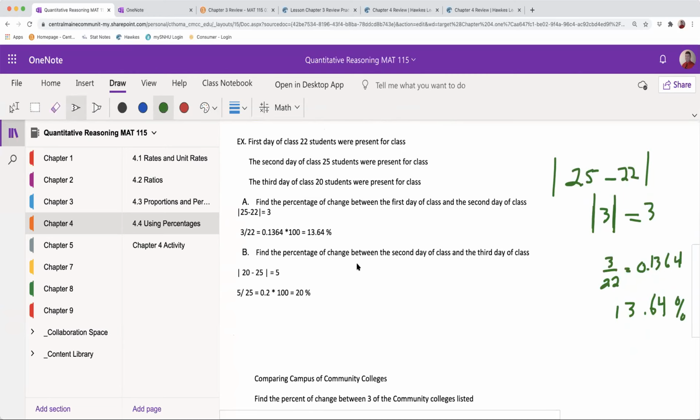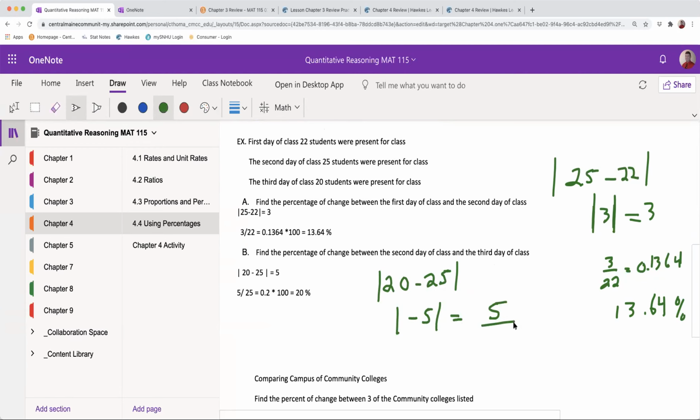Part B, find the percent change between the second day of class and the third day of class, right? So now, see how many people dropped out of my class. So I take my new amount of 20 students on the third day. I subtract out the original amount, which was the second day. So 20 minus 25 is a -5. So I know it is a decrease, but again, I take the absolute value, so that becomes a 5.